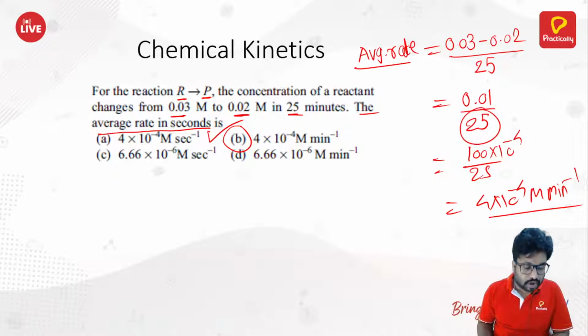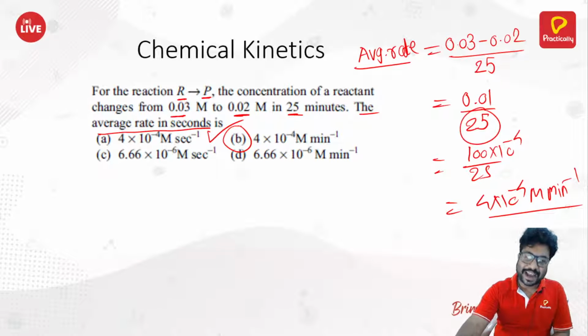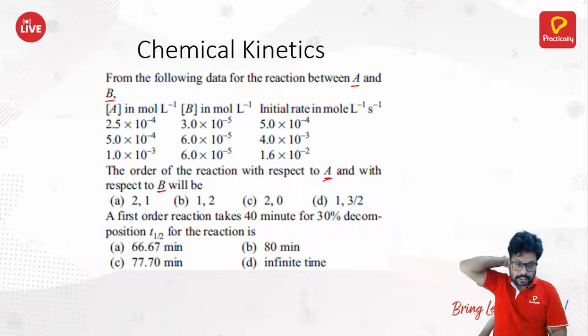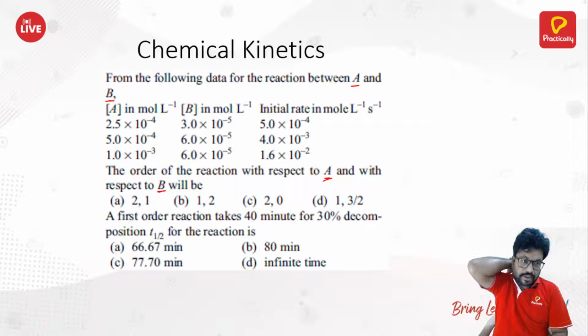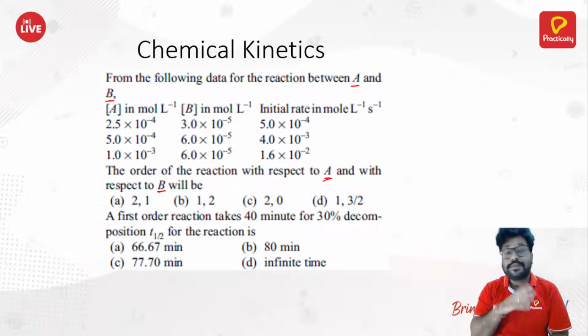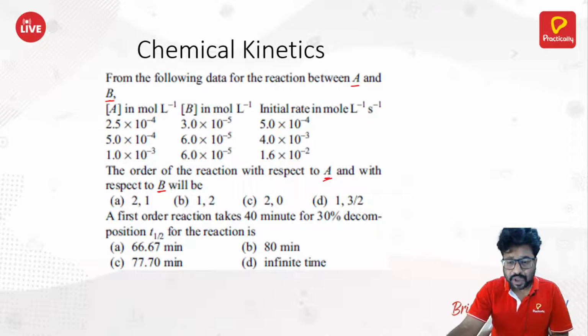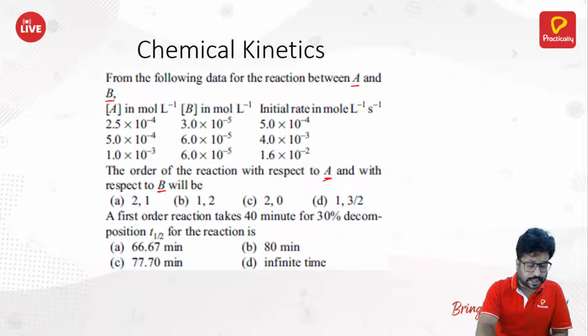These are the ways by which you can solve such questions. Okay, moving ahead with that. Next, from the following data for the reaction between A and B, initial rates are given. The order of the reaction with respect to A and with respect to B is. Now we have solved such a question earlier also. We just solved a question of this type a couple of slides ago, so I am going to tell you only the thing which will help you get your answer immediately.